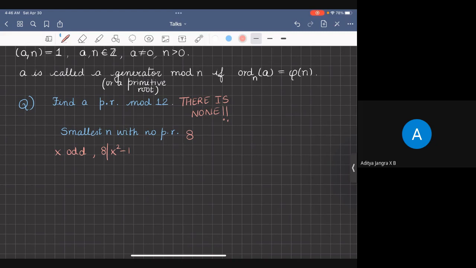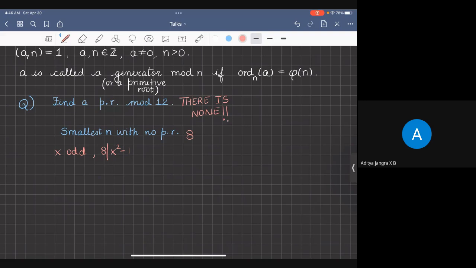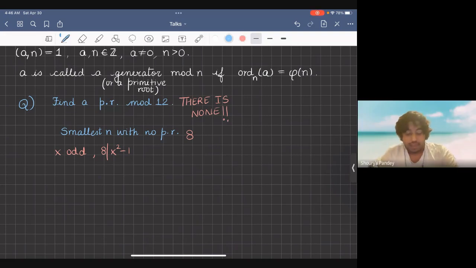Is there any special name for numbers that have primitive roots? Or for numbers that have no primitive root? It's the equivalent. In fact, we will state a theorem characterizing exactly which natural numbers have primitive roots. In fact, most natural numbers do not have primitive roots.